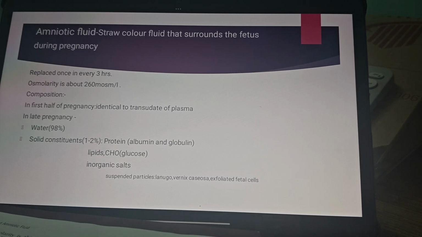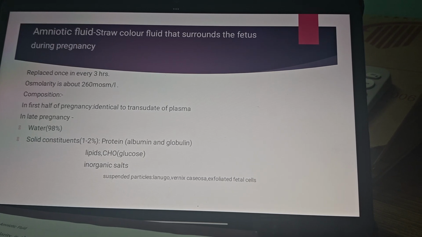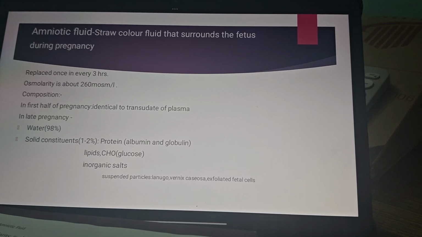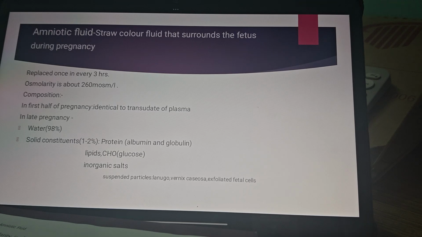That is, osmolality is similar to plasma except that it has lower concentration of proteins. But in later half of the pregnancy, it is derived from two components, water and the solid constituents. Water content is around 98%, while the solid constituents constitute 1 to 2%. Solid constituents include proteins, that is albumin and globulin, certain lipids, glucose, inorganic salts, and suspended particles, which are the lanugo, vernix caseosa, exfoliated fetal cells.